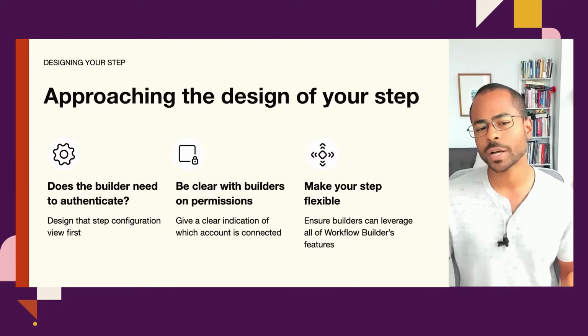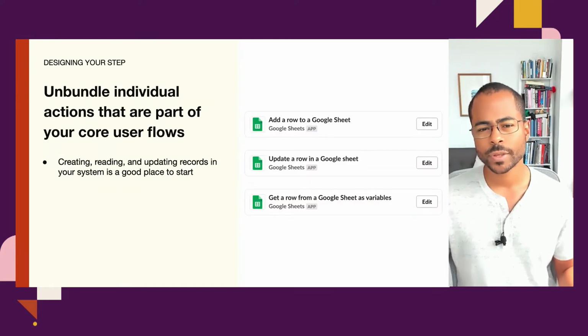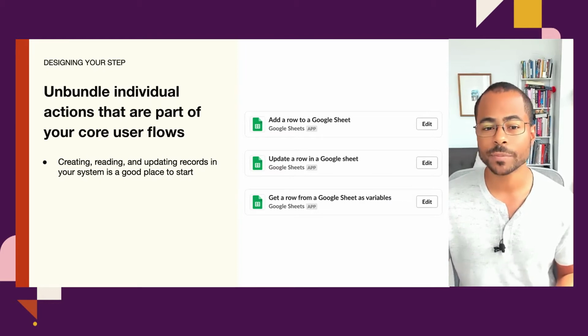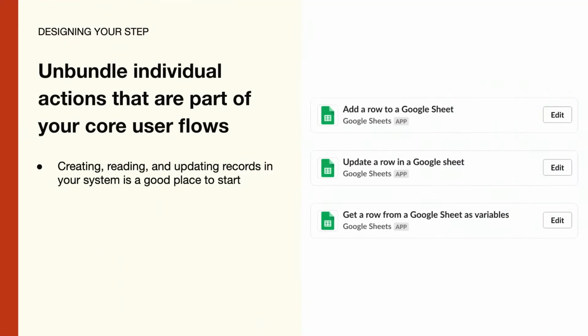Let's talk about how you might do that. When thinking about which steps to provide, consider unbundling individual actions that are part of your core user flows. For example, creating, reading, and updating records in your system is a good place to start, like these Google Sheet steps you see on the right. Making these individual actions available as separate steps lets workflow builders combine them together in complex and useful ways you wouldn't even expect.